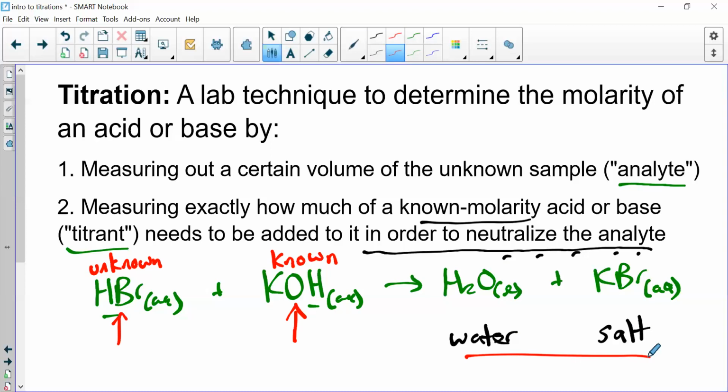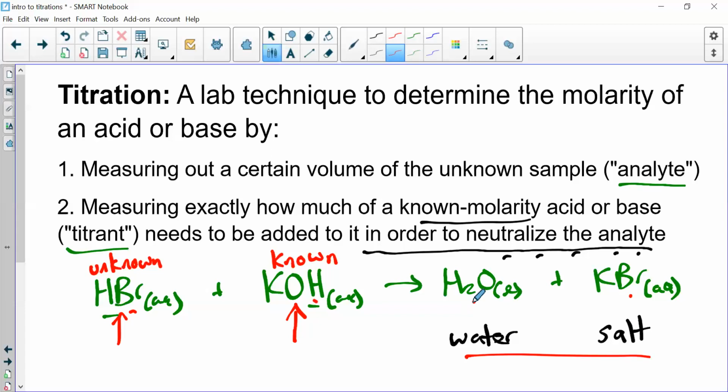Because there's no visual indicator of this. This looks like water. This looks like water. This looks like water. This is water. How are you actually going to know this? Well, the key is pH. When we track pH, we can know when neutralization happens.